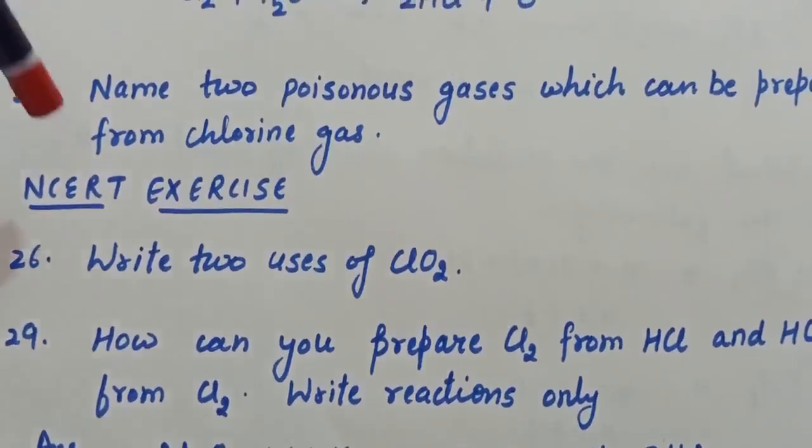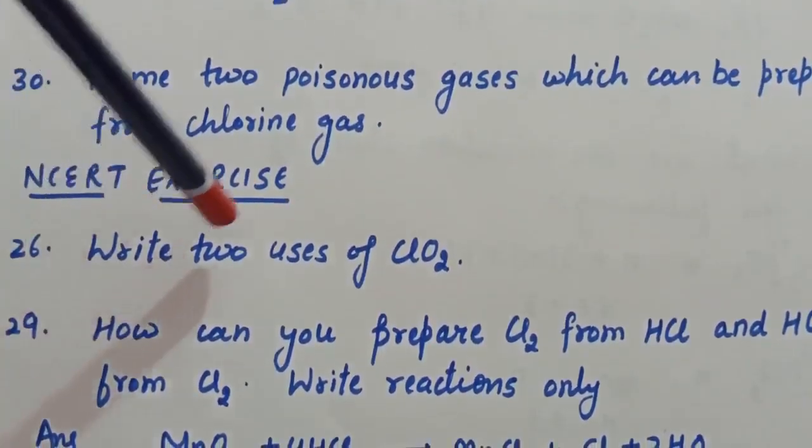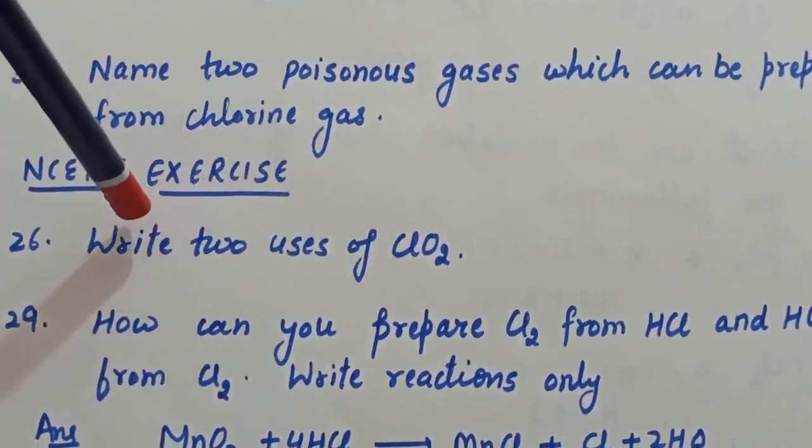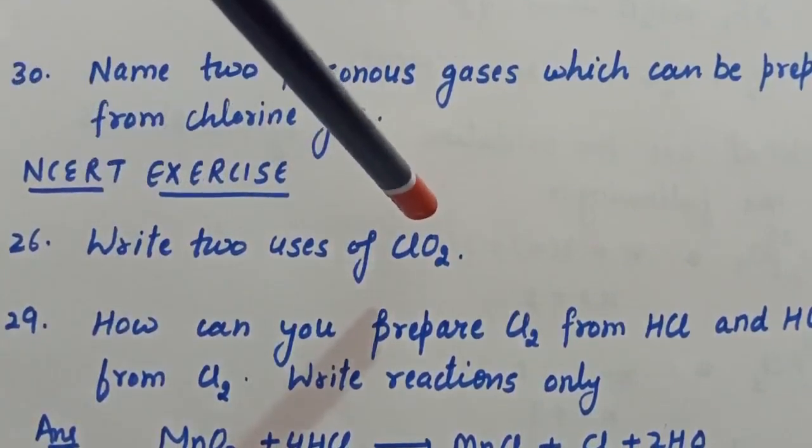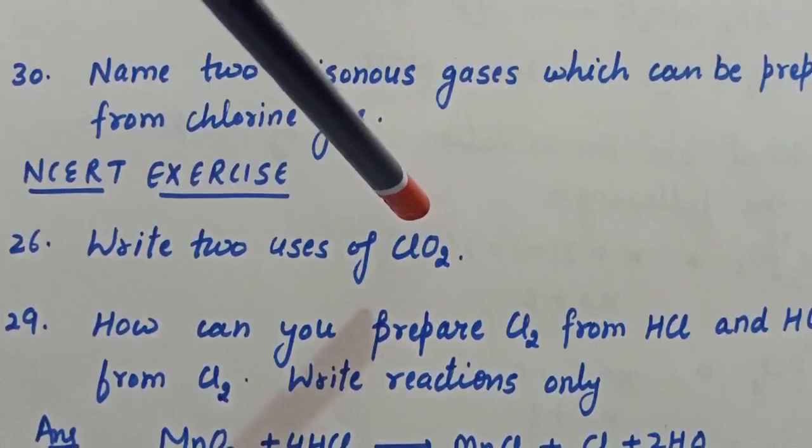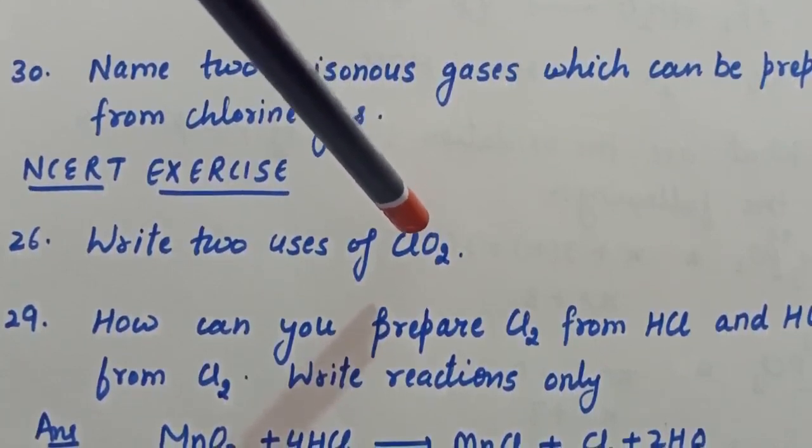Next are the NCERT exercise questions. Question number 26. Write two uses of ClO2. ClO2 is used as a bleaching agent for paper pulp and it is also used in water treatment.